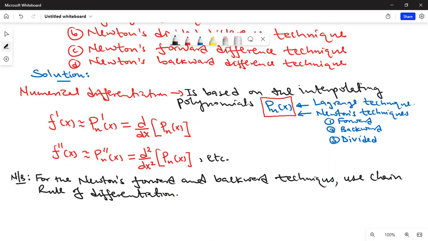Because why are we using chain rule? Because you see our polynomial in Newton's forward and backward was a function of s, not x. So if you want to differentiate it with respect to x, you'll have first of all to differentiate with respect to s and then times ds dx. And remember, in those cases, we said s is equals to x minus x naught over h. So this means if you want to get ds over dx, this will simply be 1 over h. We are going to see how to get that.